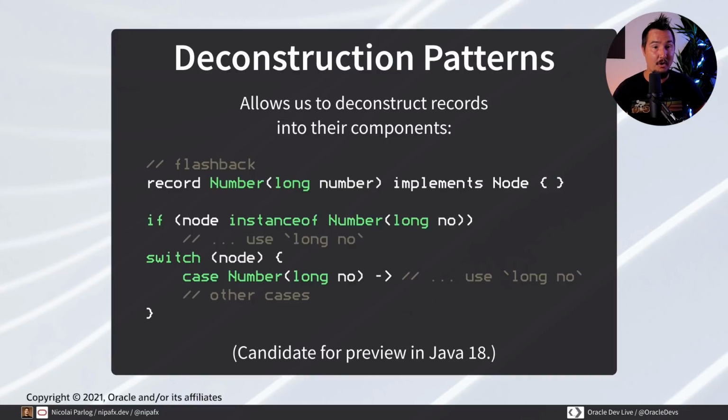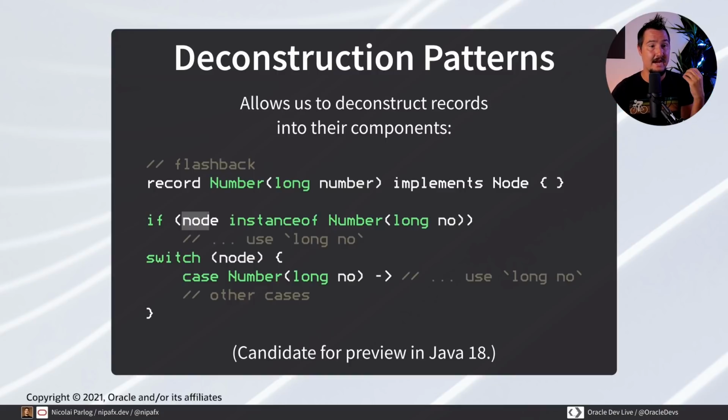But I already want to show you what you can do with those. Because what's possible here is to take apart records. So you can say that the record Number only has a single number field. That all means we can construct it with a number and we can have accessors for that number. It also means we can take it apart into just this number. And this is what we're doing here.